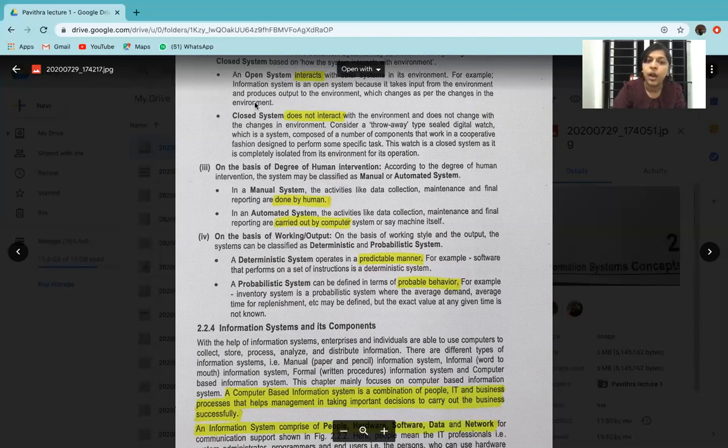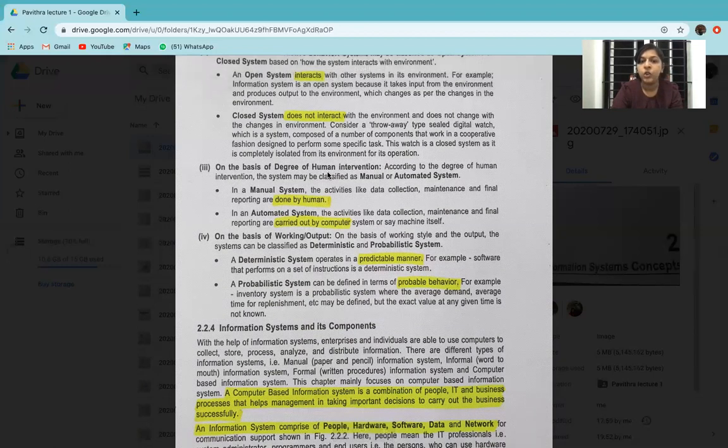So it is more relevant to the current conditions, whereas in a closed system, it's a throwaway type. It doesn't change with the environment and it fades away very easily. Then on the basis of degree of human intervention, we have the manual system and the automated system. In a manual system, the work is done mostly by humans, and in the automated system, the reporting is carried out by the computers, like most of the systems today.